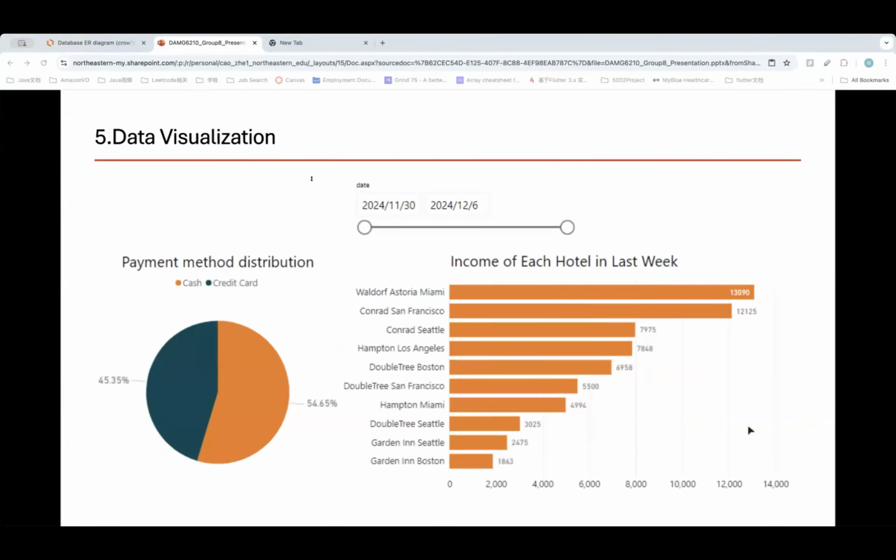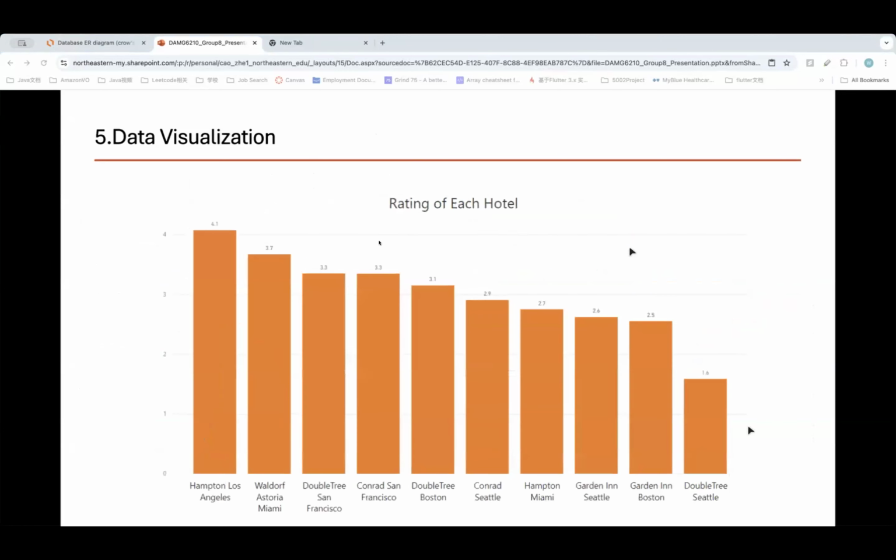Here is the visualization of each hotel's daily income last week and payment method distribution. And next, please. And here is the rating of hotels indicating which hotel has the best performance in the last week. Managers can monitor the hotels' ratings and take action on hotels which got a low rating. Next, please.